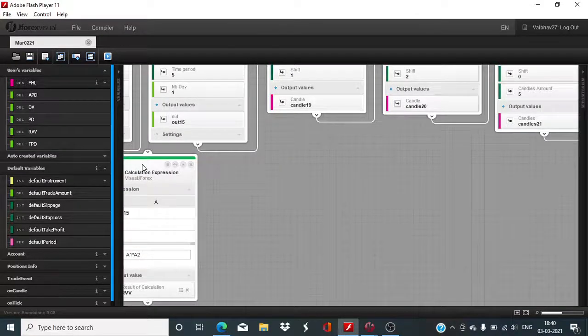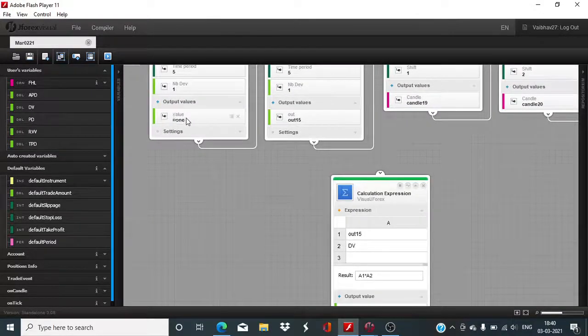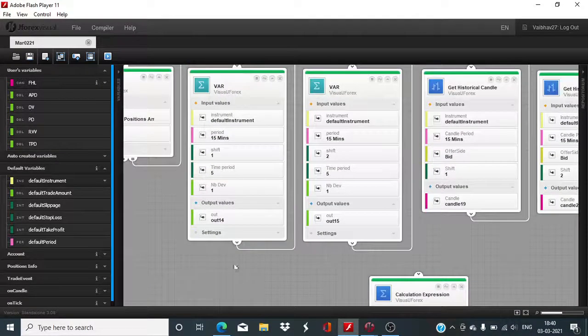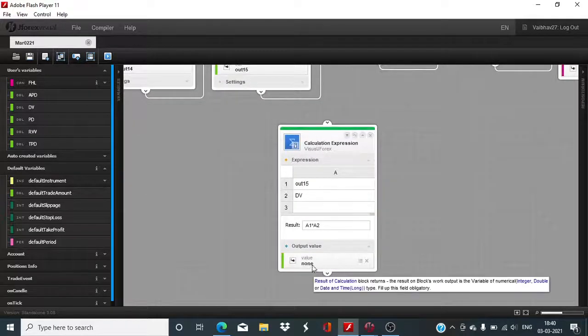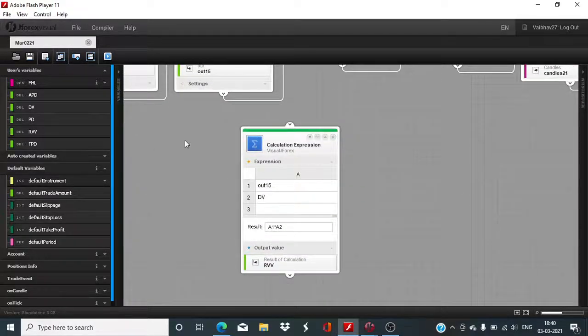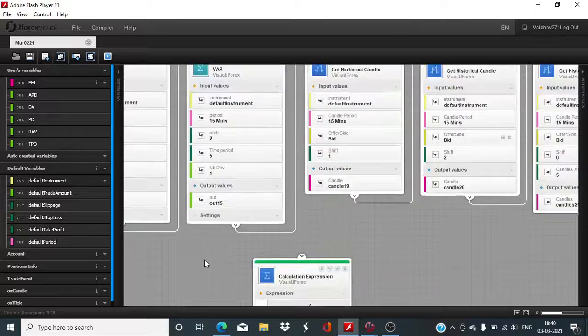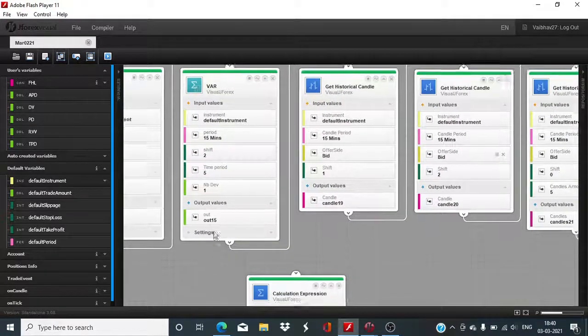Okay, so we want this out 14, which is the last 15-minute candle's variance value, to be more than this new value, which is twice the prior candle's variance value. So out 15 is double.